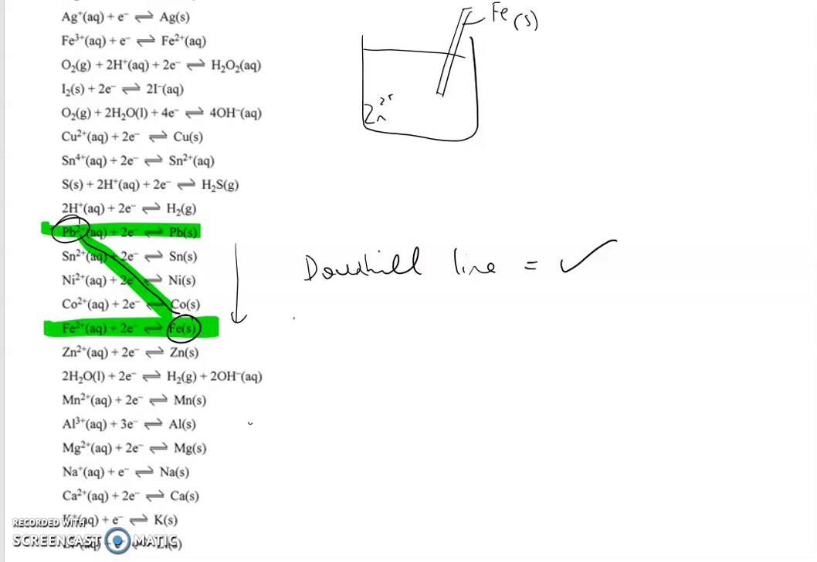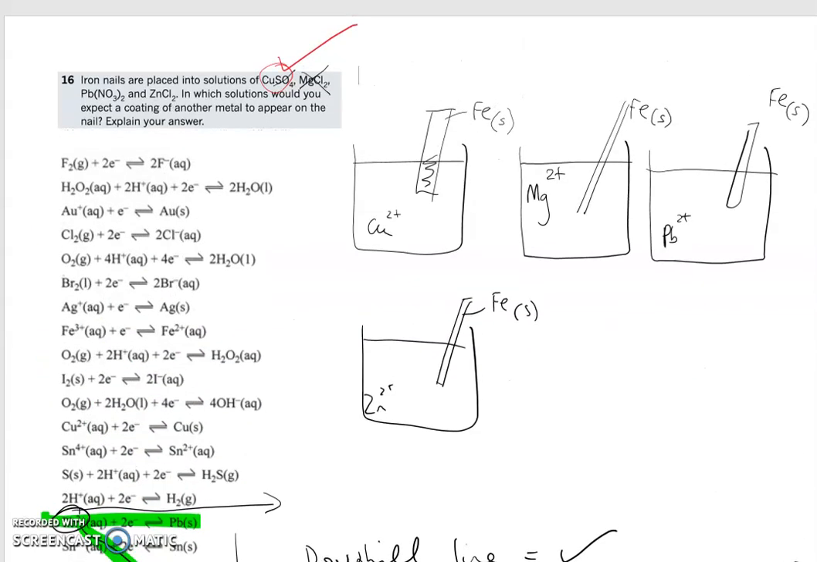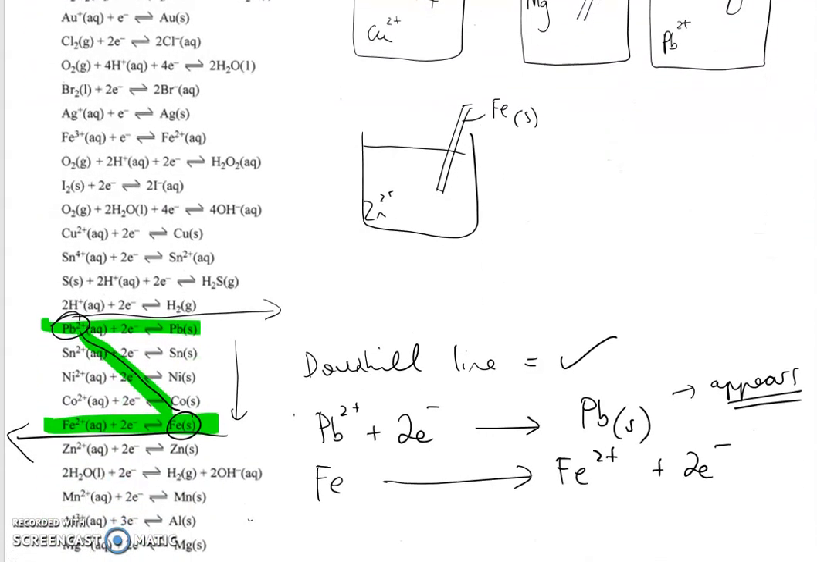Okay, all right, so what happens in this reaction? The lead will proceed in the forwards direction, and this reaction will proceed in the backwards direction. So the lead is going to be happy to pick up those electrons and become lead metal, which is what appears and what we see. And the iron is going to be happy to give away its electrons to that lead. Okay, so yes for that one. So that's a yes. Now zinc, let's look at zinc now.